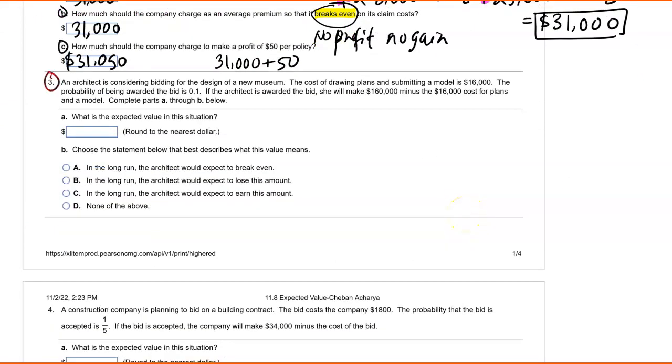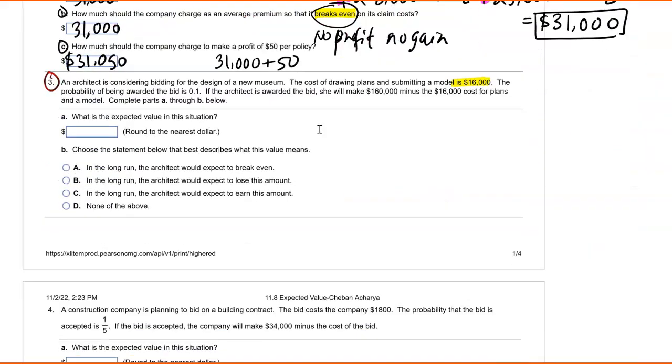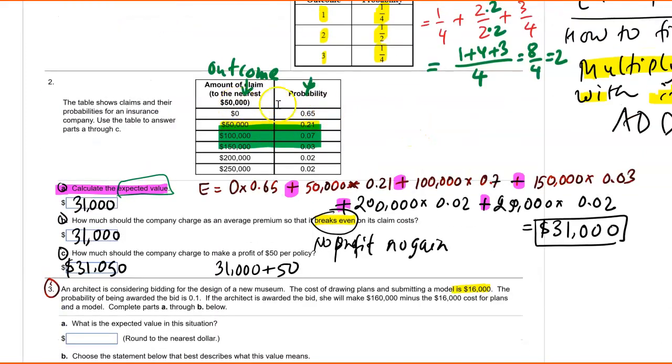Question number 3. An architect is considering bidding for the design of a new museum. The cost of drawing the plan and submitting the model is $16,000. That means she has to pay $16,000 to submit the plan. There is a charge for that. And what are the two outcomes in this case? Notice that this question doesn't have a table like the previous two questions. You have to make a table here so that you can multiply outcome and probability.